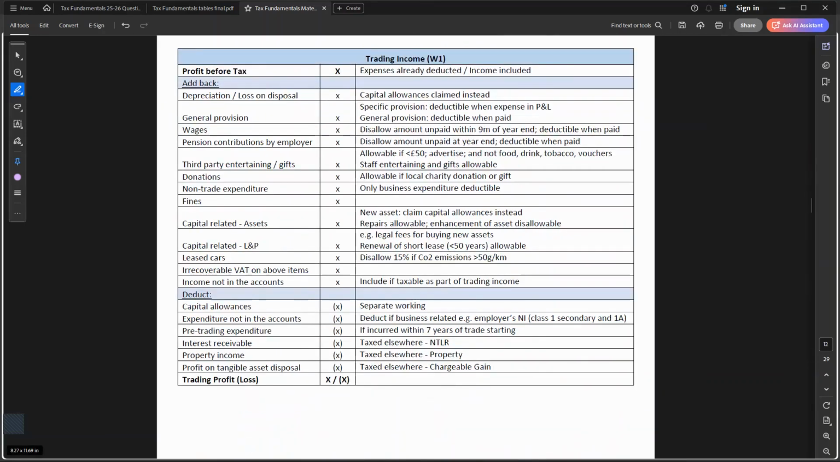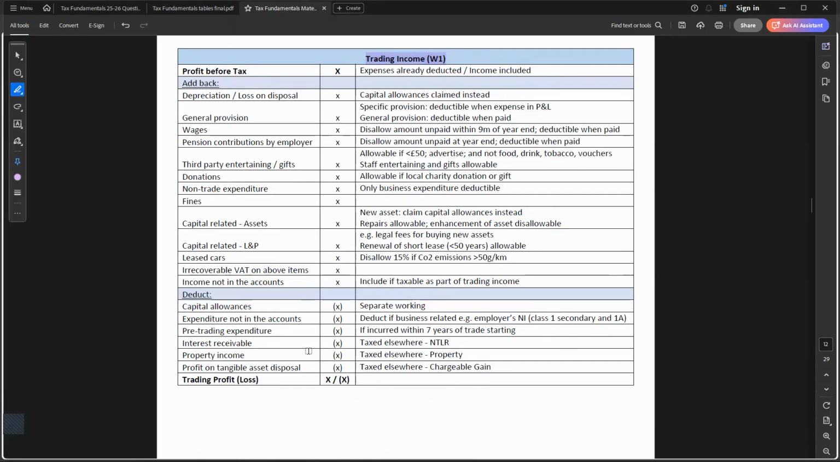When it comes to calculating trading profit for corporation tax, the principles are very much the same as what we saw in the trading income class. As we said, it's important to remember that the calculation of trading profit for corporation tax, trading income, is always on an accruals basis and never on the cash basis like we saw for income tax trading profit.